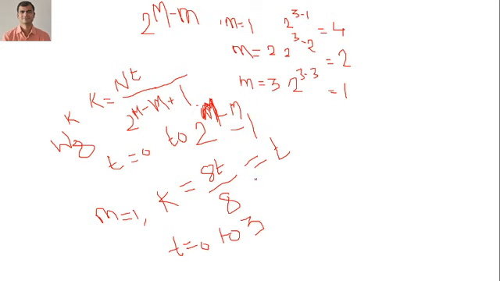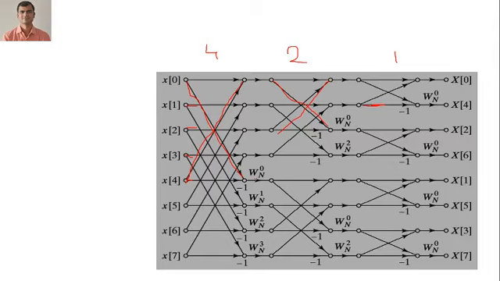So for stage 1, the twiddle factor exponents are 0, 1, 2, 3. So W8 raised to 0, W8 raised to 1, W8 raised to 2, W8 raised to 3. So that is for stage 1.